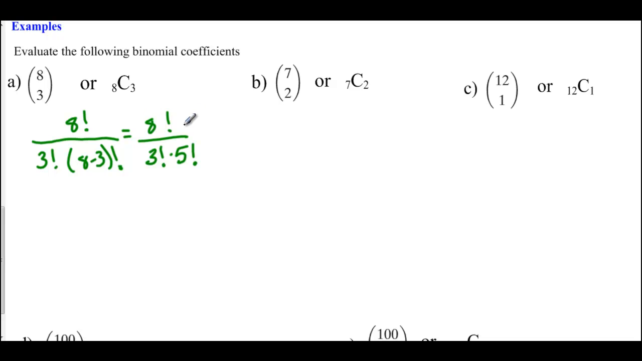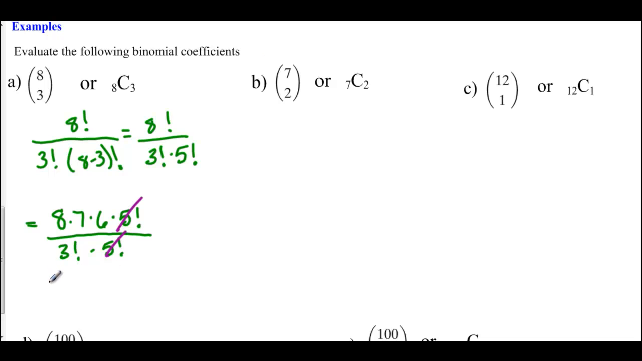So this 8 factorial is the same thing as 8 times 7 times 6 times 5, 4, 3, 2, 1. The 5, 4, 3, 2, 1 I can rewrite as 5 factorial, and then over 3 factorial times 5 factorial. Is that okay? Do you understand how I can go from 8 factorial to 8 times 7 times 6 times 5 factorial? Okay, all right, so then we have 5 factorial on top and bottom, and just like we normally would, we can cancel.